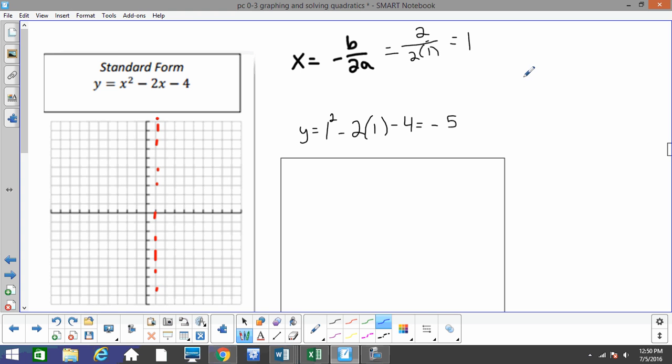So what that is telling us is our vertex is 1, -5. So right 1, down 5. Right there is our vertex. So we could also then figure out the graphing part by looking at our y-intercept, which in this case is -4. And then you would have the mirror side on the other side of the axis of symmetry. You can go ahead and sketch that. And it's going to look something like that. Let's do that one a little bit better.